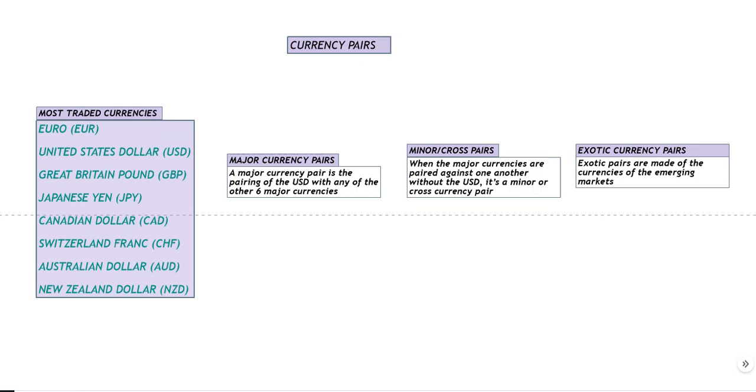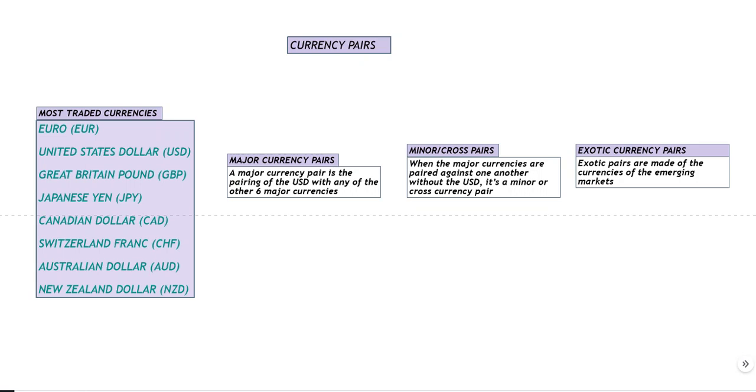Now the third category is the exotic currency pairs. Exotic currency pairs are made of the currencies of the emerging market, like the South African rand, the Swedish krona, the Mexican peso, the Hong Kong dollar, the Singaporean dollar, etc. So when you pair these ones with any other currency, what you have there is an exotic pair.